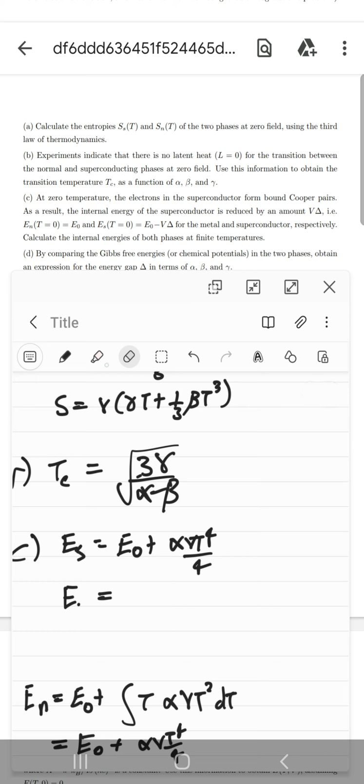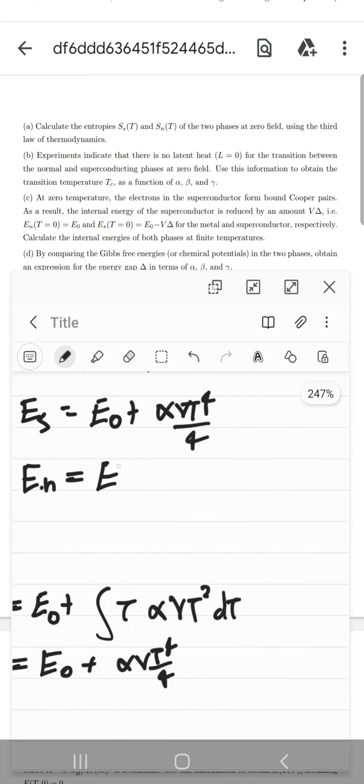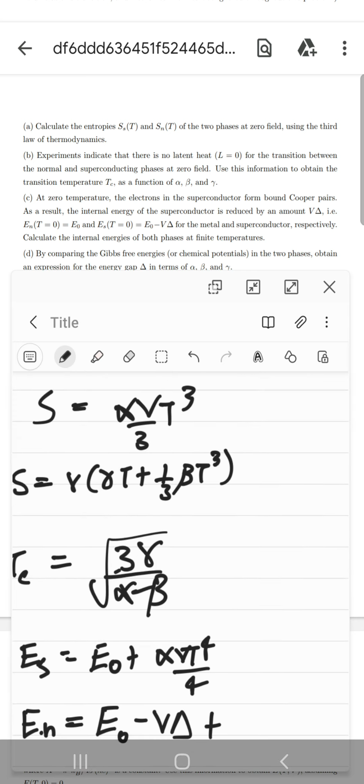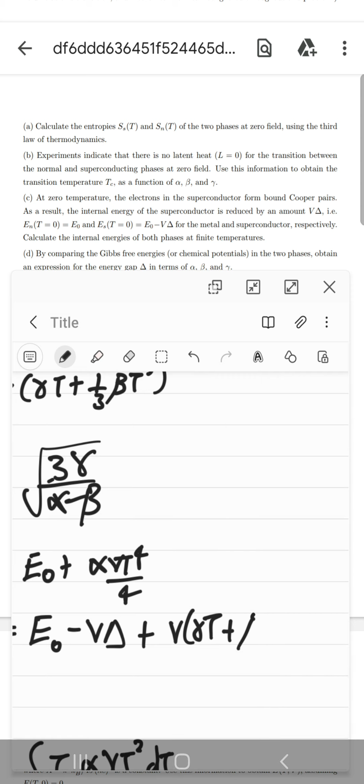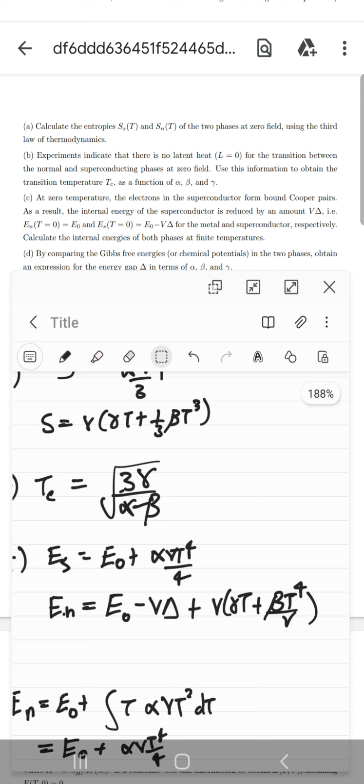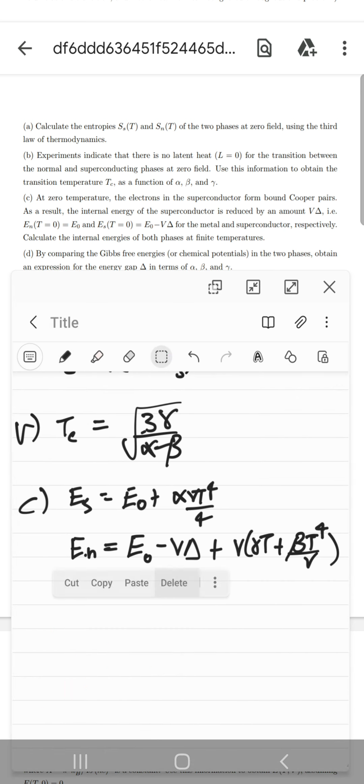Yeah, right. So E sub s is integrate the derivative of this quantity. So it's E naught minus V delta plus integrate this guy. So this is just V times gamma T, plus, that's going to cancel out and all that stuff. Cool. So just beta T power 4 upon 4. Right, that's the thing. Cool.